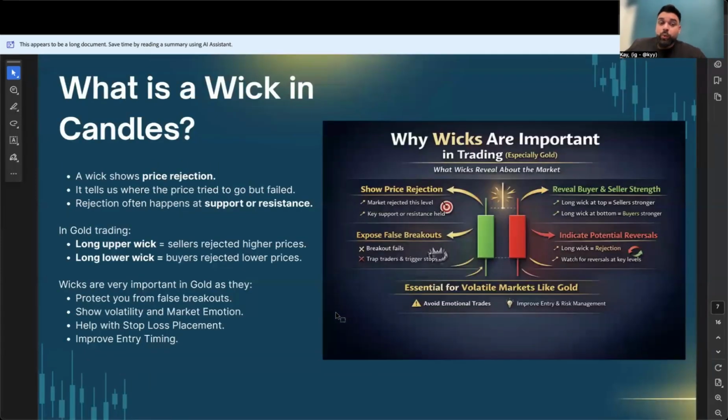What is a wick in a candle? A wick shows price rejection. Okay, it could be from the bottom or it could be from the top. It tells us where the price tried to go, but it failed.